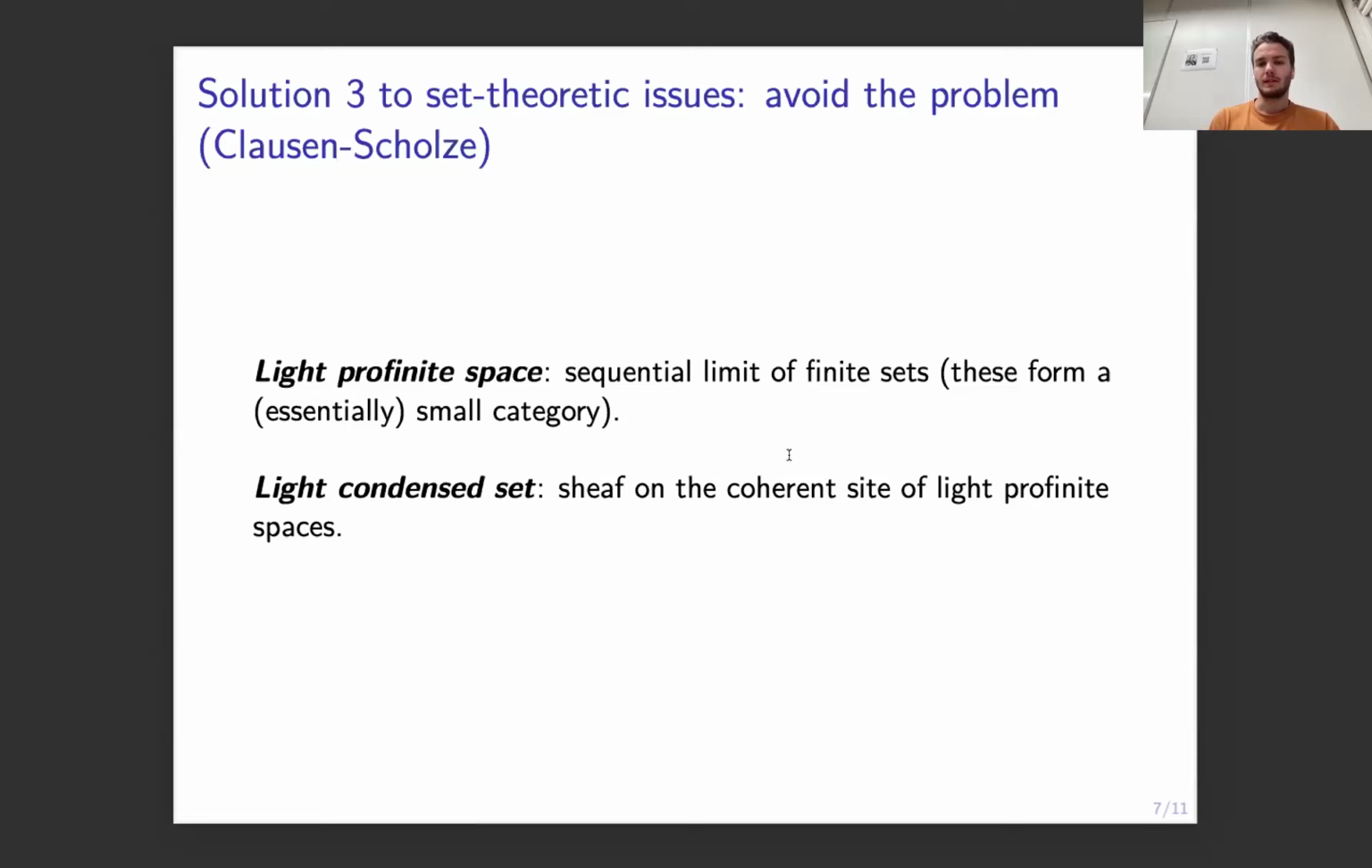Like you can equip this category of light profinite spaces with the coherent topology, and then define light condensed sets as actual sheaves on that category. And this is a much nicer object. Now, this is of course not the same thing as a condensed set, so there are some pros and cons, I guess. But I think for these new foundations for analytic geometry that they are proposing, this turns out to be more convenient.